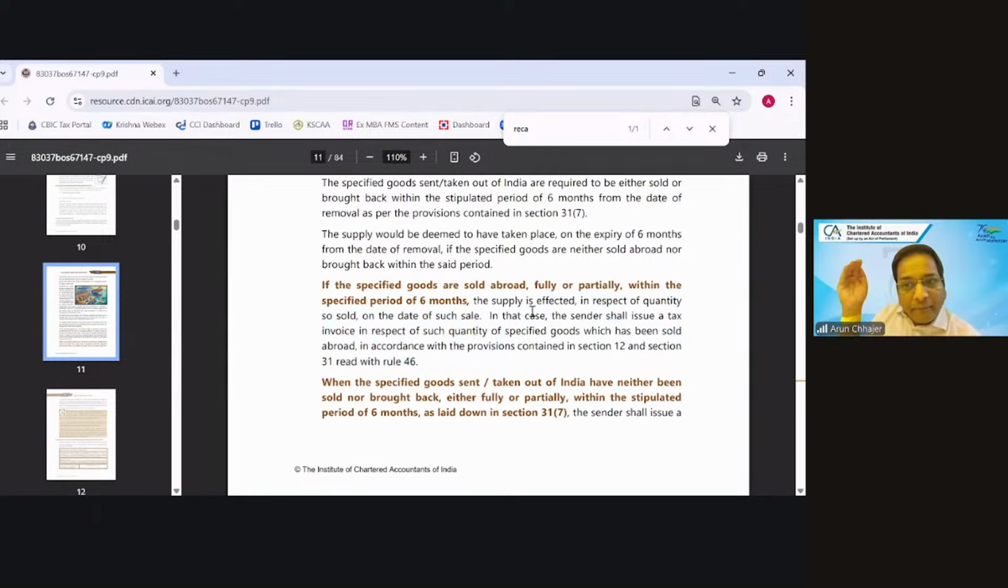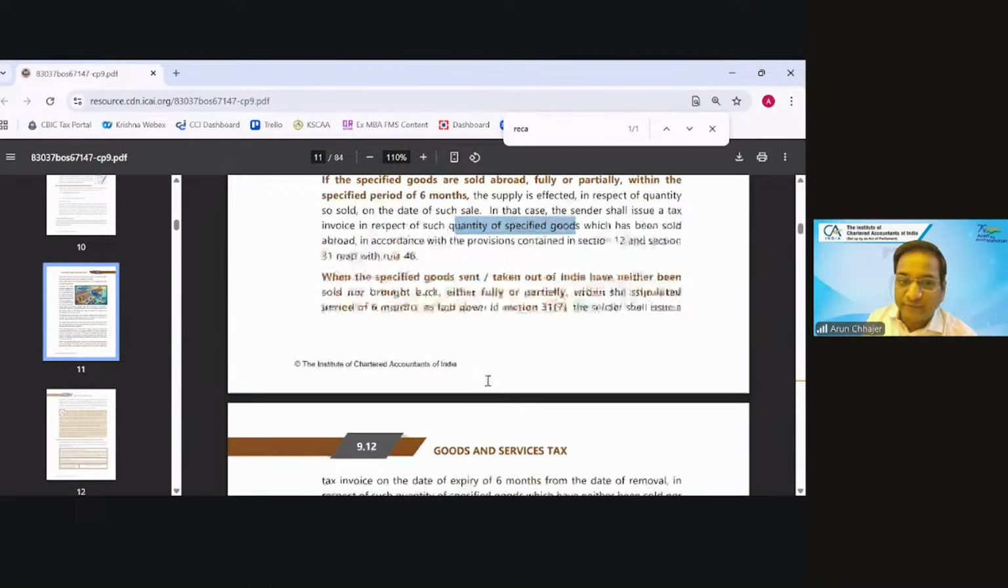If you have sold partial goods there within 6 months, then you need to make the tax invoice for that. Correct? In that case, the sender shall issue the tax invoice in respect of the quantity of the specified goods which has been sold.